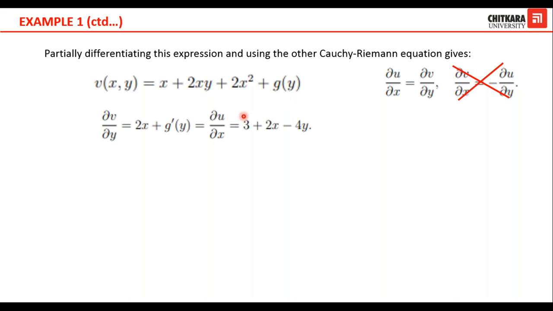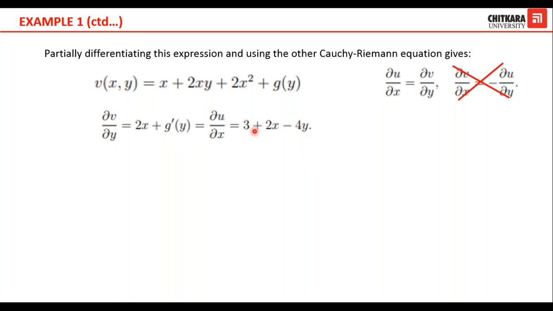So when I calculate ∂v/∂y, the partial derivative of V with respect to y, what will I get? I will get 2x from here, this term will become zero, and the derivative of g(y) will become g'(y). And it is equal to ∂u/∂x. U was provided to me in the question, so ∂u/∂x will become 3 plus 2x minus 4y.